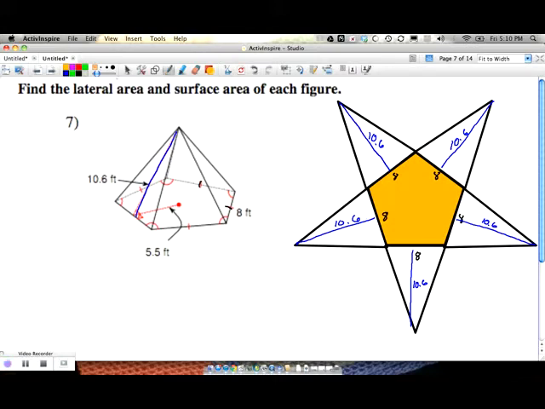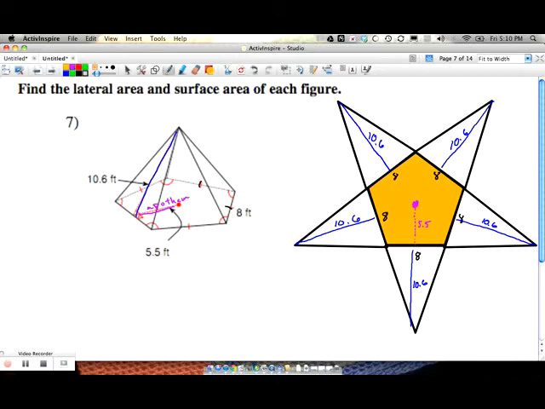Excellent, excellent. Then we have this apothem. I like to color those purple. Why? Just because. The apothem. So that's going to go from the center of that base, which in this case is a pentagon, out to the edge. And that apothem in this case is 5.5.